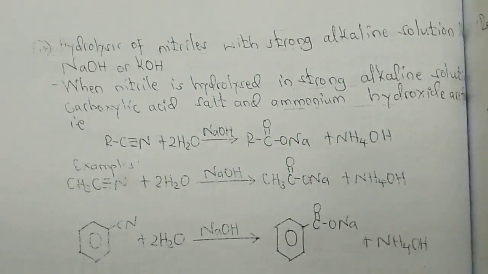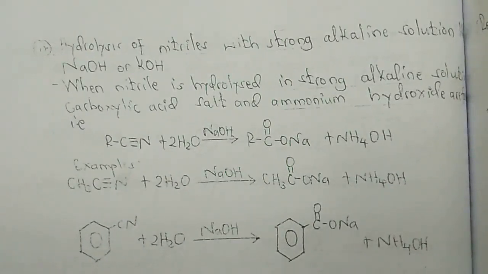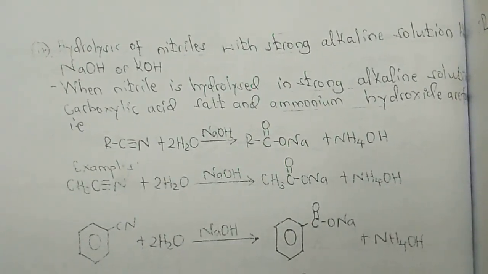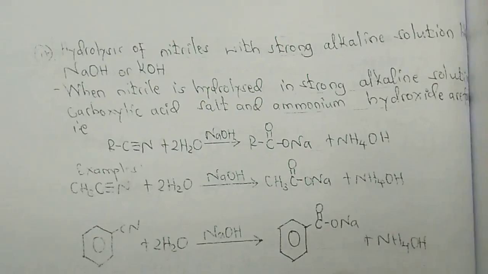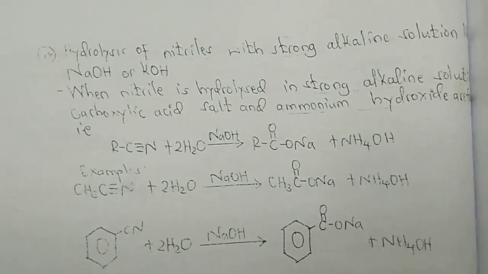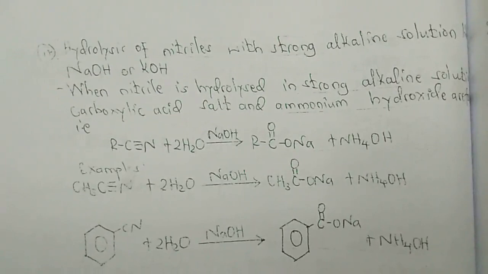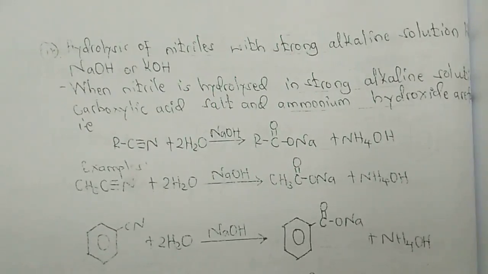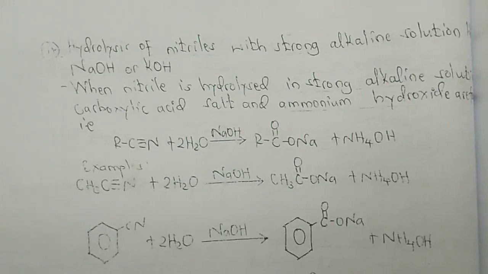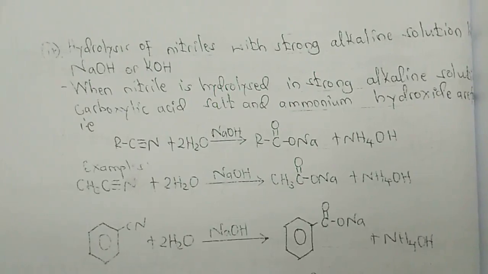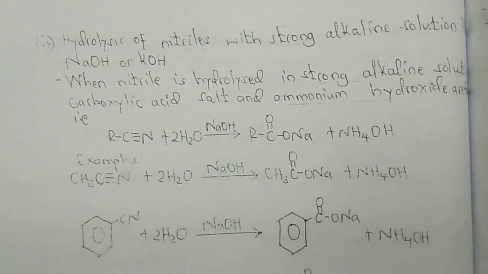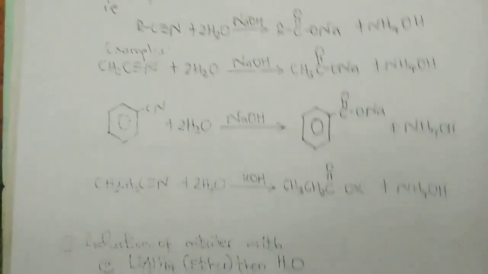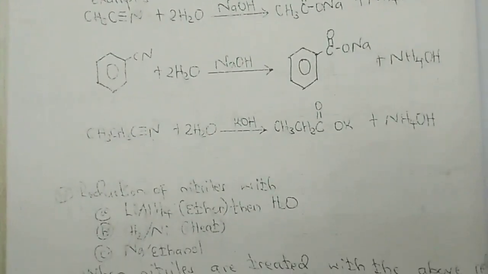Those are some few example reactions. Hydrolysis of nitrile with a strong alkaline solution like sodium hydroxide or potassium hydroxide: when nitrile is hydrolyzed in a strong alkaline solution, carboxylic acid salt and ammonium hydroxide are formed. So this is also a way of obtaining ammonium hydroxide or ammonia solution.